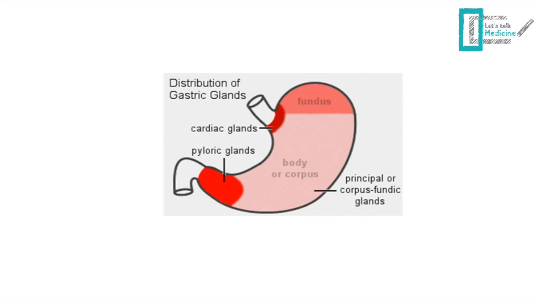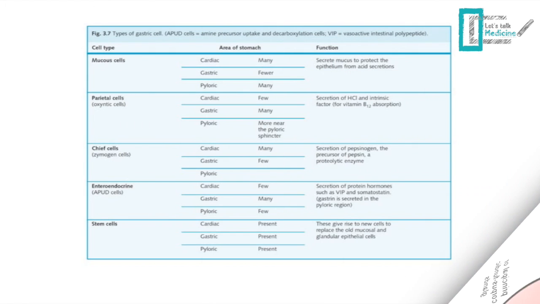And then we have the pyloric region. The pyloric region mainly has an abundance of G cells, doesn't have a lot of parietal cells, and that makes sense because we do not want to produce a lot of acid before we go into the duodenum, and we don't have any chief cells present in the pyloric region. Okay, so this is just a table that shows you the cell type, where it is present, and its function. Just a table for you to go over.